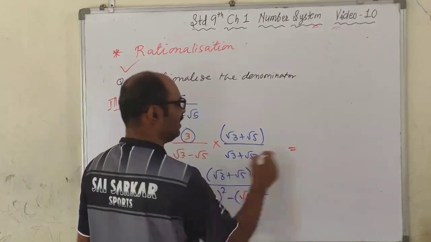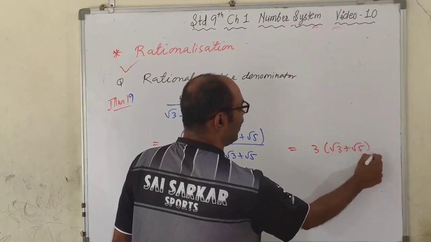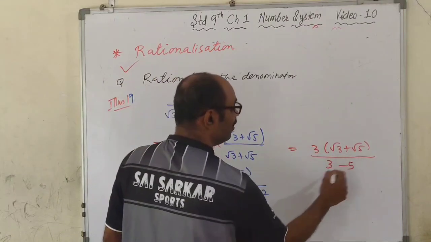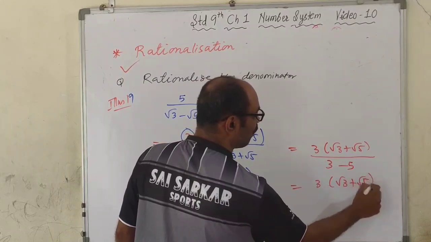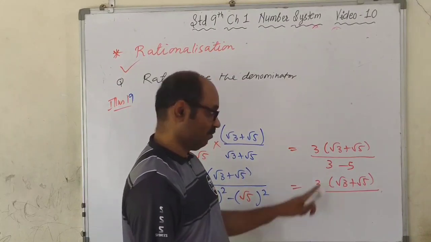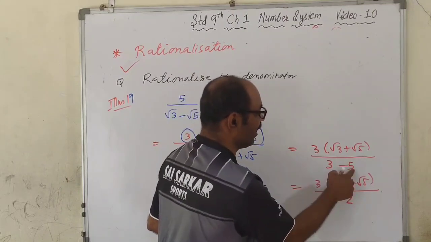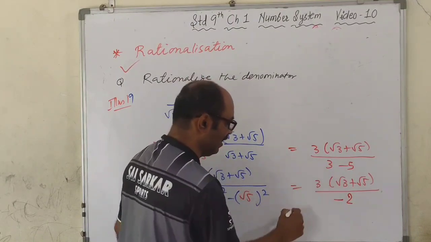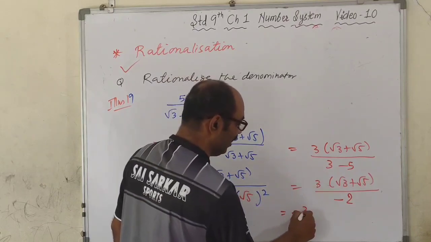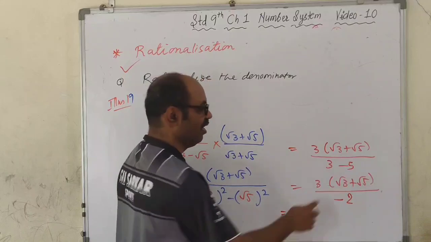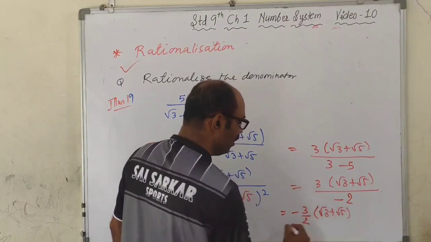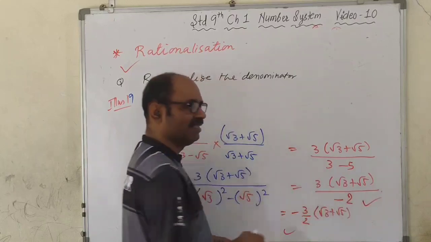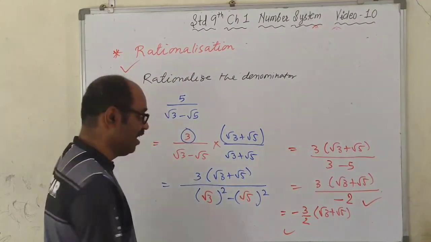Leave this as it is: 5 into root 3 plus root 5 upon. Square root gone, 3 minus. Square root gone, 5. So 5 into root 3 plus root 5 upon 3 minus 5, which is minus 2. If you want, you can write the minus sign not below, not above, but in the middle. And 5 upon 2, 5 on top, 2 at the bottom, and that binomial root 3 plus root 5. So this is the answer. Denominator is rationalized. You can leave it like this only. You can see there is no root in the denominator, so it is rationalized. Alright.